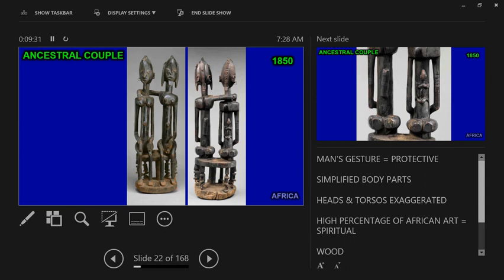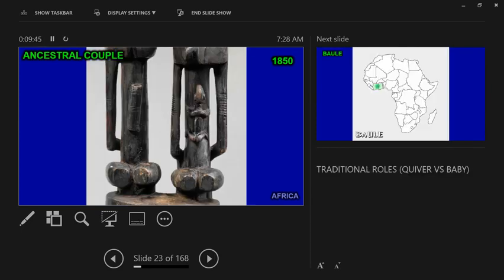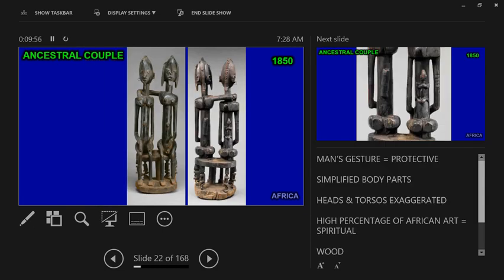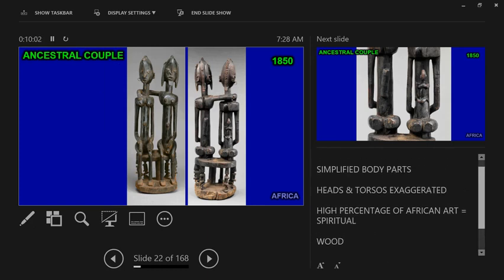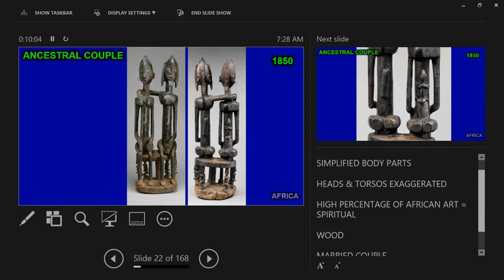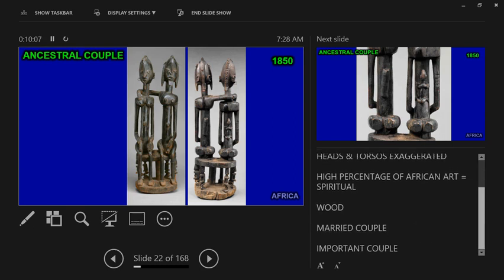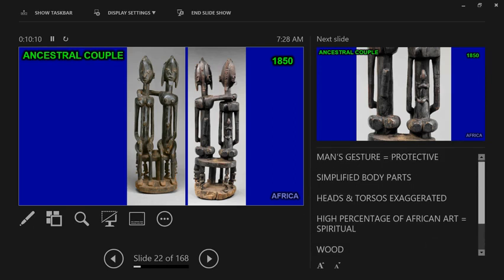And here we have a man and a woman that I'm assuming is a husband and wife. The man has his arm around the woman, and on the woman's back, you see here, is a child clinging to her back. And on his back is a quiver for holding arrows. And that shows that they had traditional roles between men and women in their culture, that the man is the hunter and the woman is the caregiver to the children.